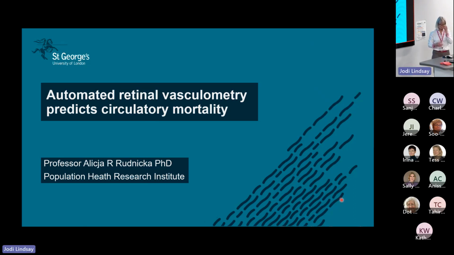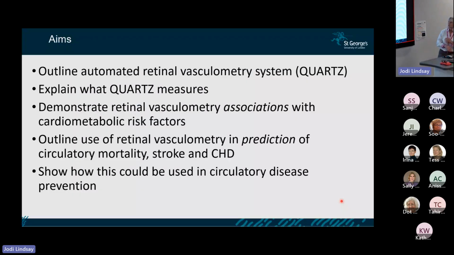Well, thank you everybody for coming who's here today. And for those of you who are online, it's lovely to have this opportunity to come and talk to you about some of the work that we're working on in PHI that we think is very exciting. It's called Automated Retinal Vasculometry Predicts Circulatory Mortality. So this is what I'm going to talk about.